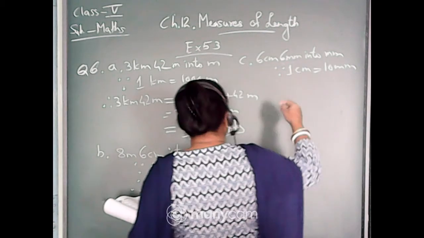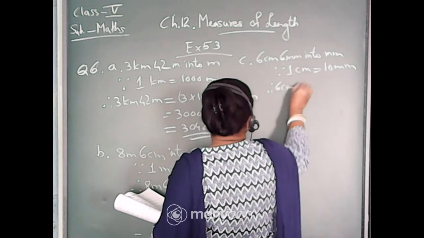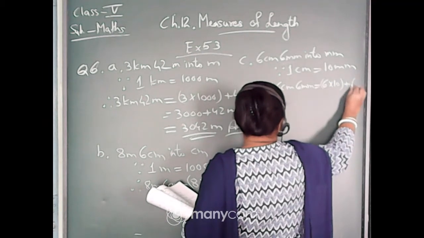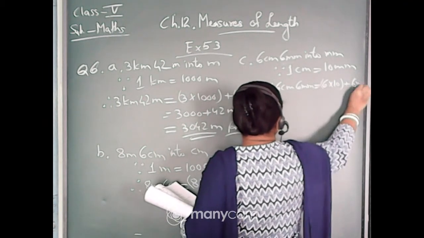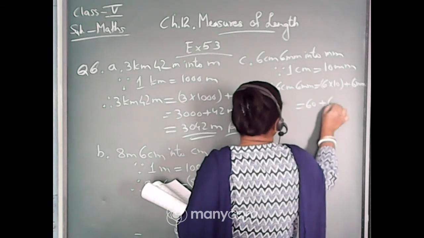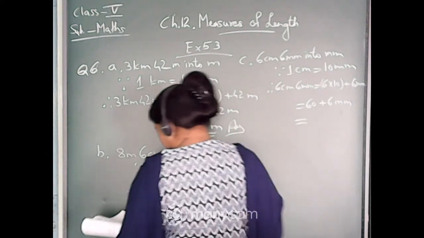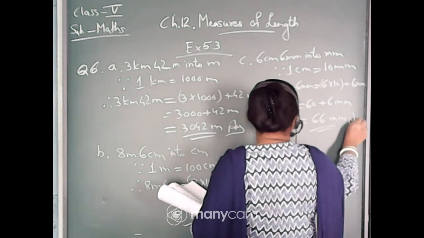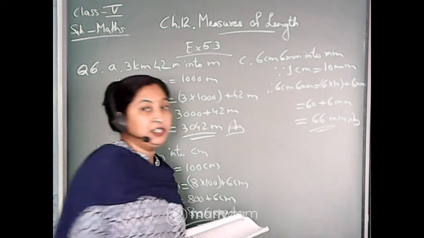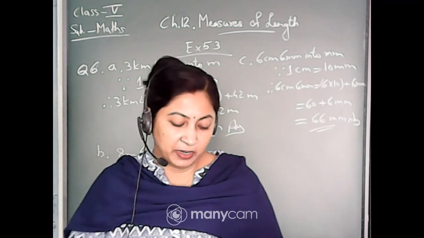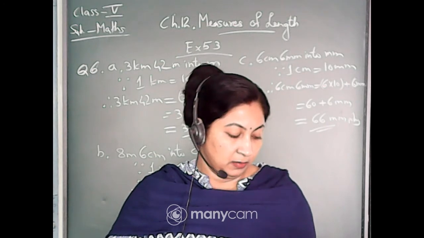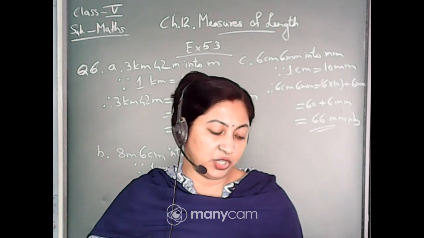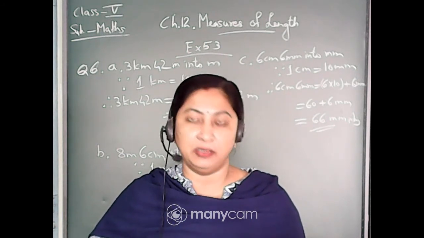Therefore 6 centimeter and 6 millimeter is equal to 6 into 10 plus 6 millimeter. That means 60 plus 6 millimeter, and the answer we are getting is 66 millimeter. Clear? This way you will change from centimeter to millimeter. Even for question number D, it is also the same. No, it is not the same. Here it is given 4 meter and 4 centimeter into millimeter. Two things you have to change.